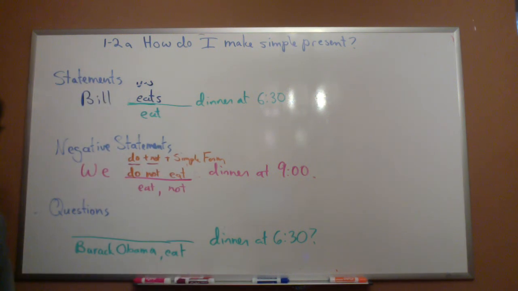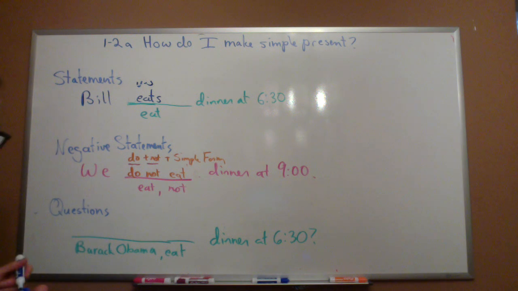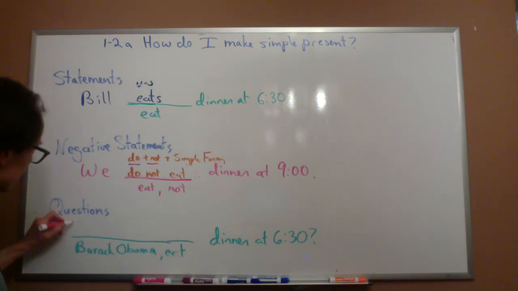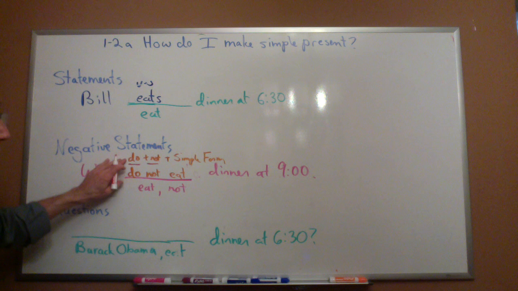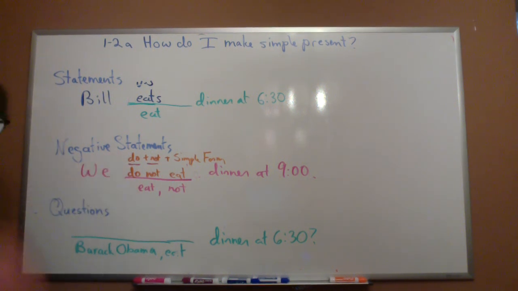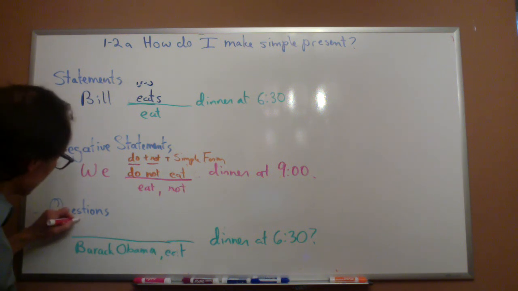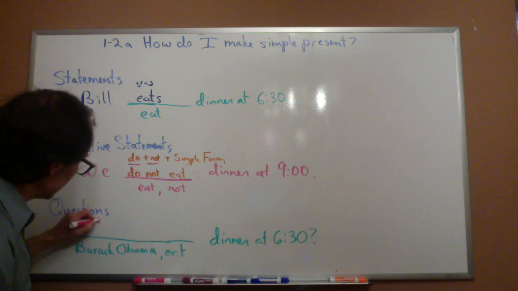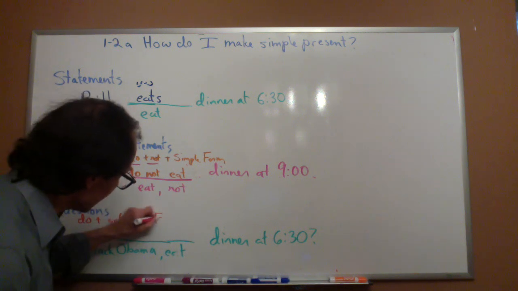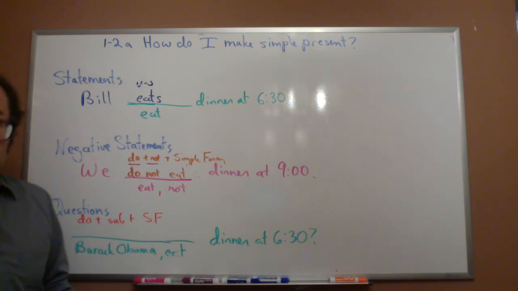All right. Now, the way I make a question is, let me see, I want to get a color that will look different here. The way I make a question is I also use an extra word. Remember when we were talking about negative statements? Negative statements use the extra word do. Questions also use do. A question in English will use do plus subject plus simple form. Notice I'm putting SF here. SF means simple form, not San Francisco.